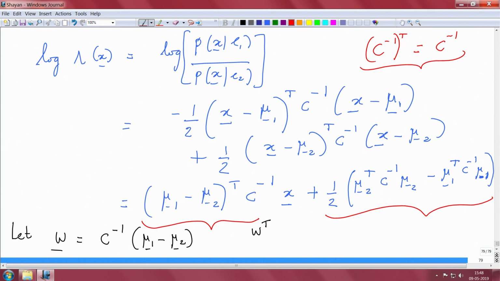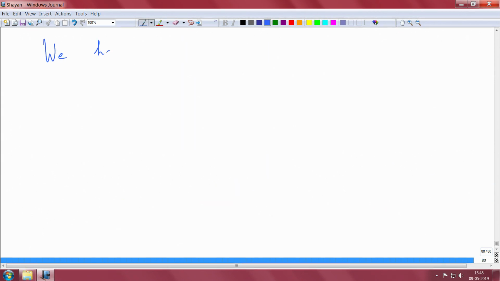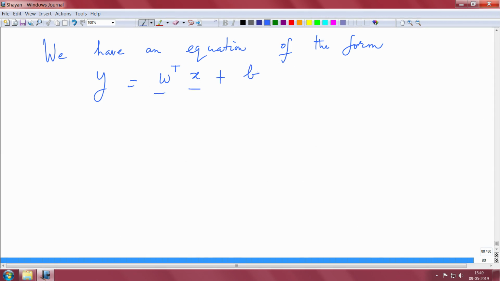Now, this quantity here I call bias B. Now, you have an equation of the form y equals W transpose x plus bias, and this is a linear classifier.